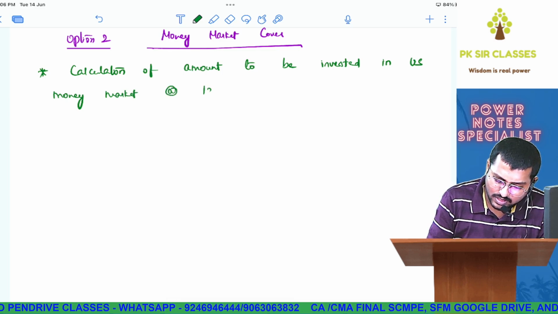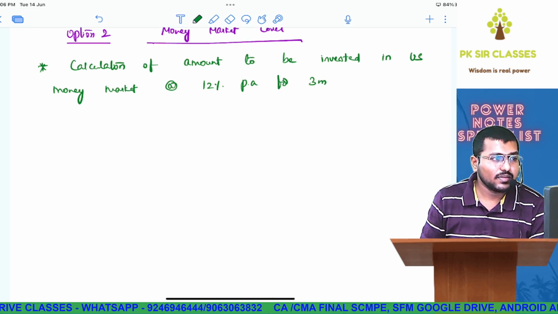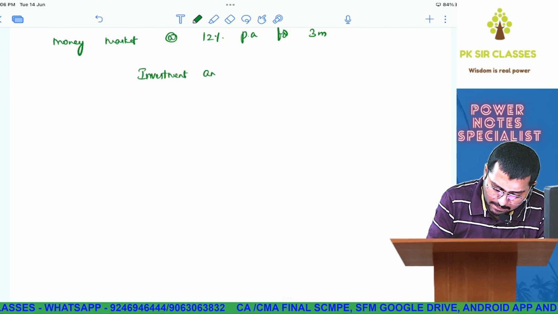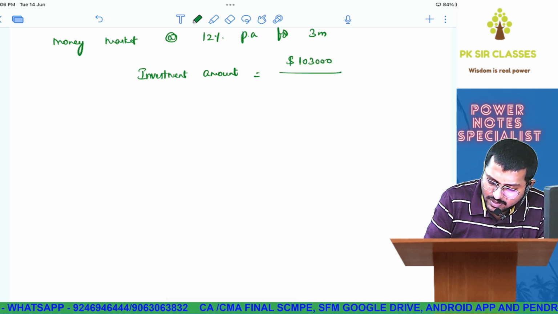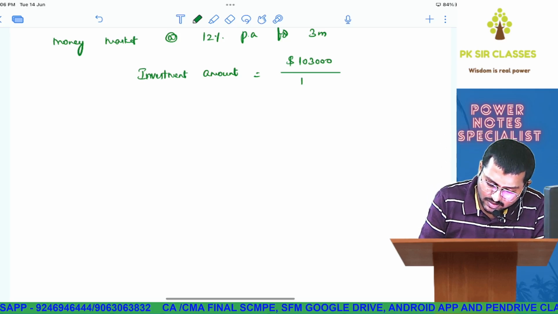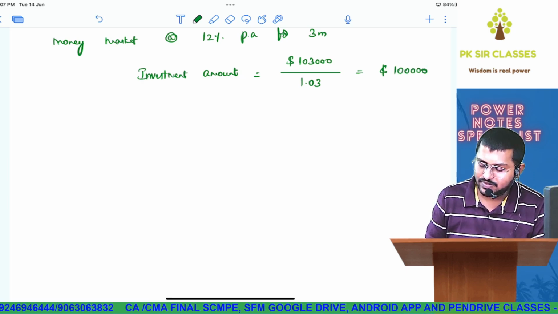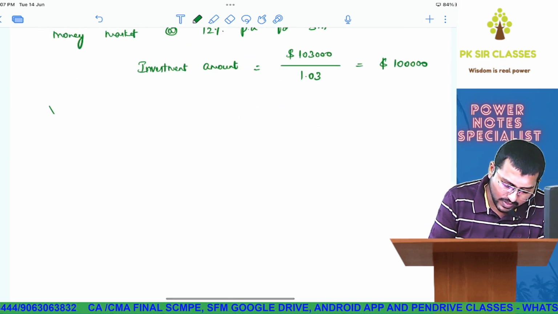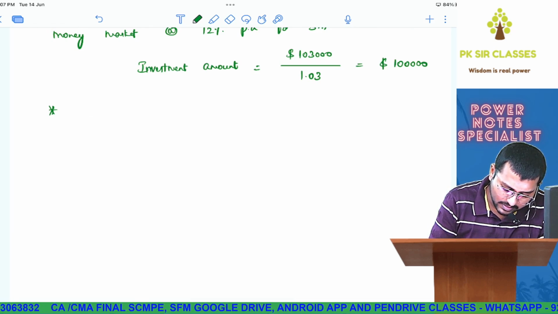Okay, what is the deposit rate they are giving? 12% per annum. For how many months? 3 months. Correct? So what is your investment amount? Is equal to $1,03,000. Discount means divided by 1 plus R. Now 1 plus R means 12% per annum. For 3 months it's gonna be 3%. So 1.03. How much? Exactly. This much I need to deposit. So which means how much rupees are required?